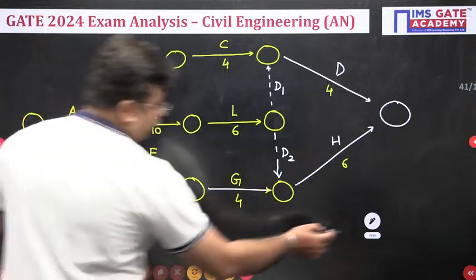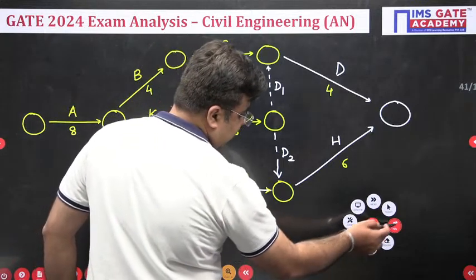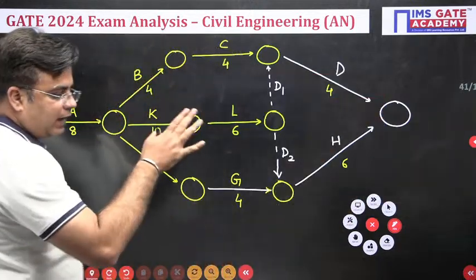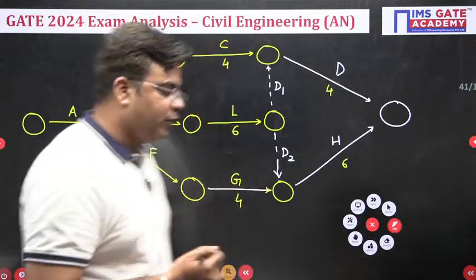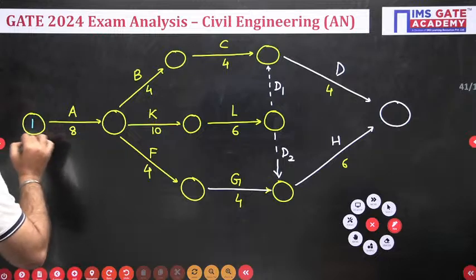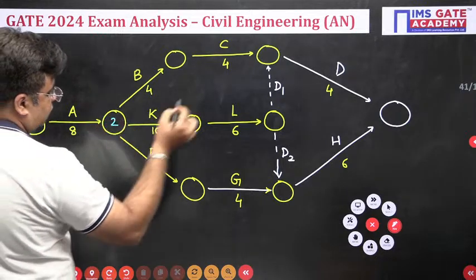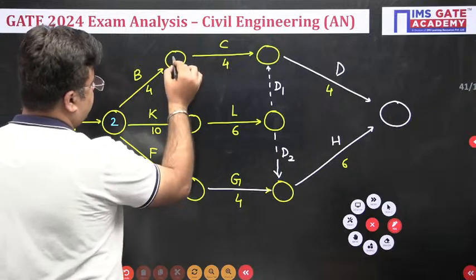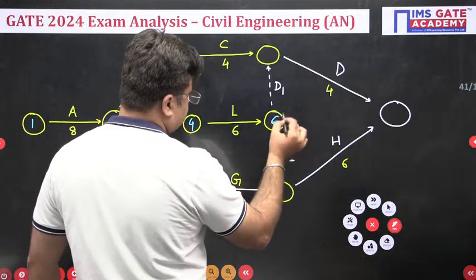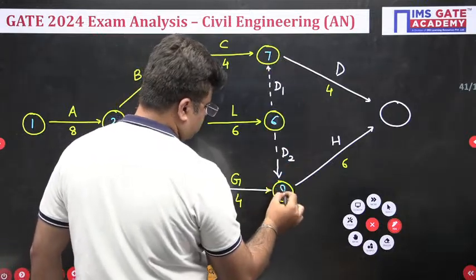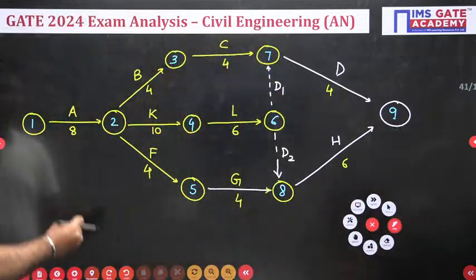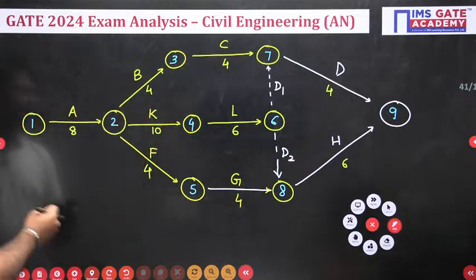So if I go for the forward pass calculation, that is calculating the earliest occurrence time of the events. I'll start from the first starting event, okay. I should number them first. This is my starting event, this is 2, okay, this is 3, 4, 5. Then you have this event 6, then you have event 7 and 8, and then you have event 9, right? Then you go for the forward pass calculation, just calculate the earliest occurrence time of all the events.